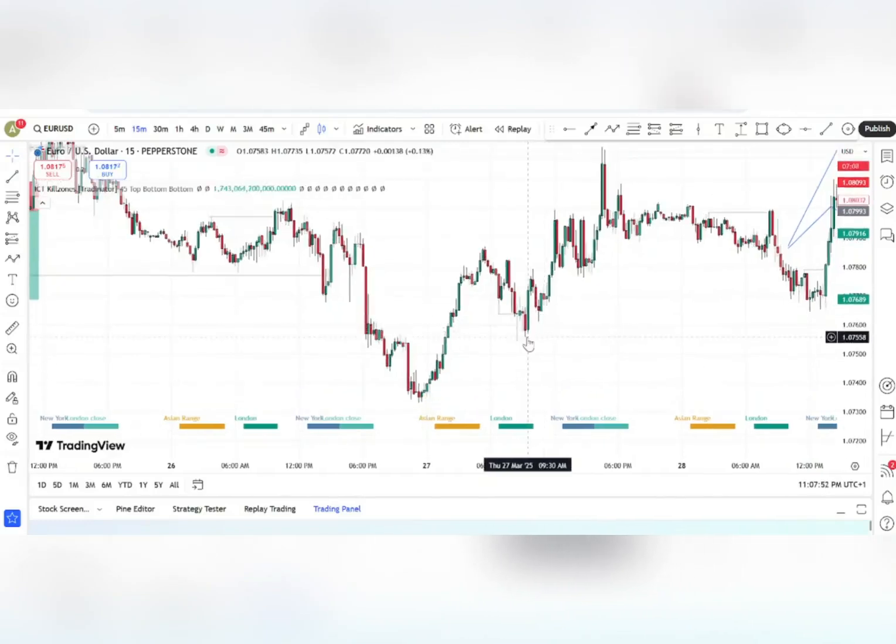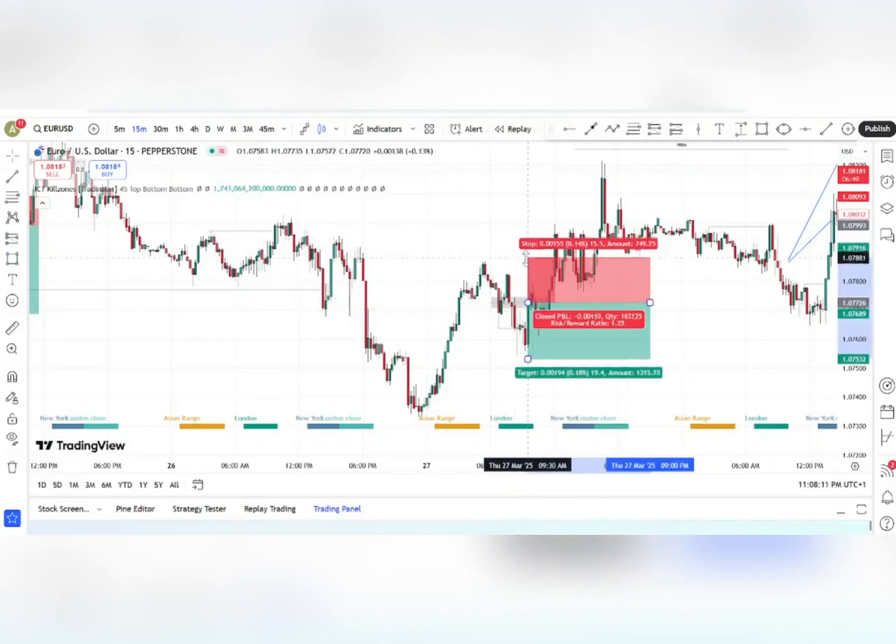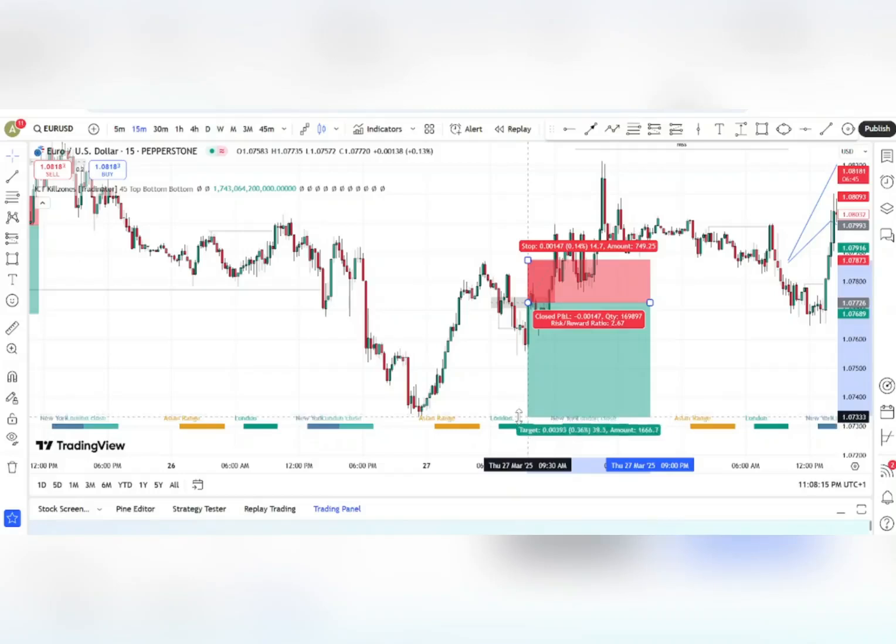So because of this break of structure on Thursday, what am I doing? I am trying to sell this market, and I will sell this market at a good, what is this now? A good order block. Yeah, so this was my order block. I took this trade, my SL was here, and then my TP was 1:3. Yeah, I took this trade.